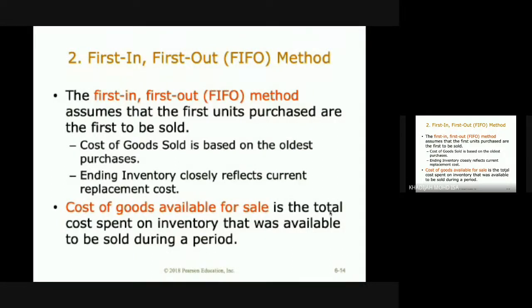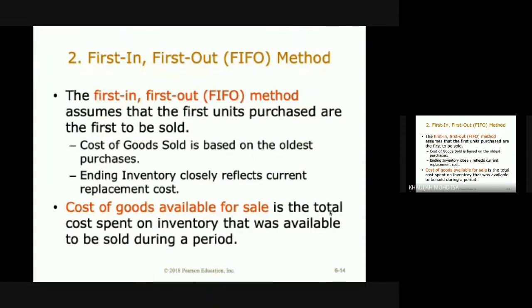So we always assume in accounting, when you say first in, first out, that the first goods that you purchase are the ones that will be sold in the recording. And cost of goods sold is based on the oldest purchases. Because we assume that you sell the goods that you first purchased, the cost of goods sold is based on the oldest purchases, and your ending inventory closely reflects your current replacement cost.